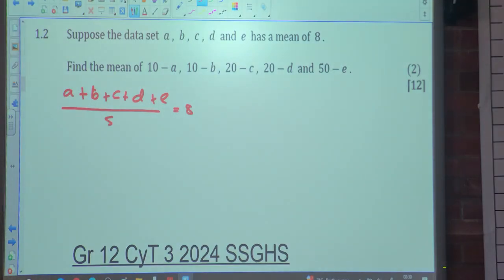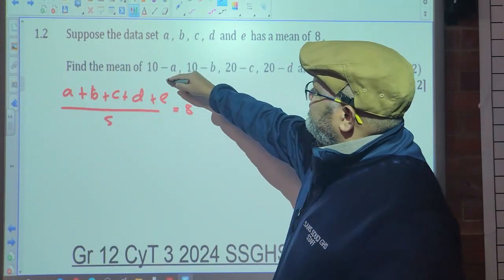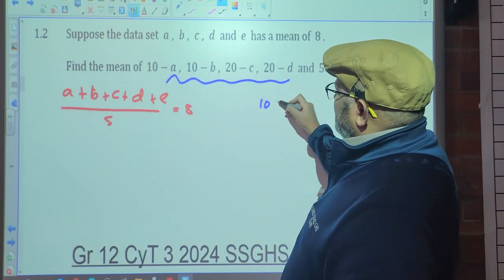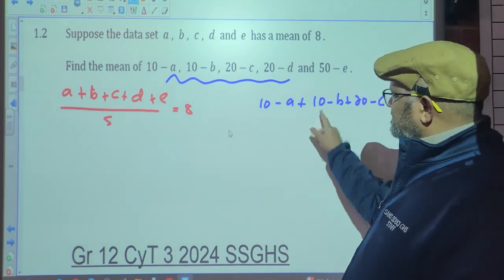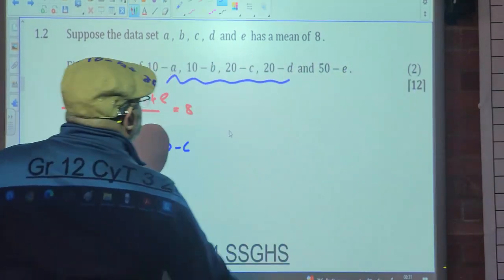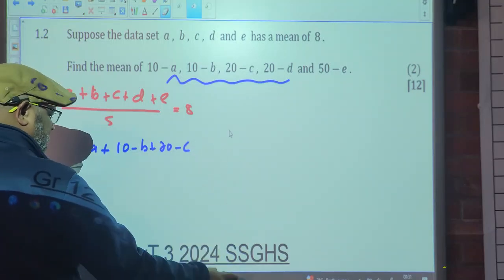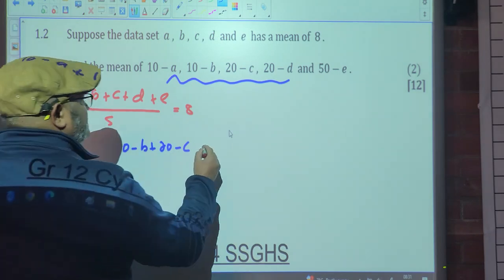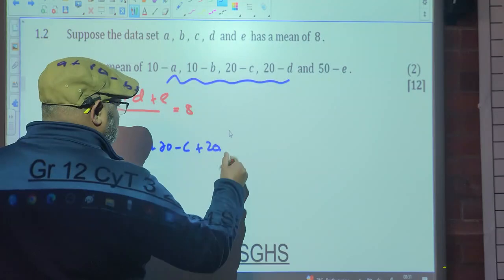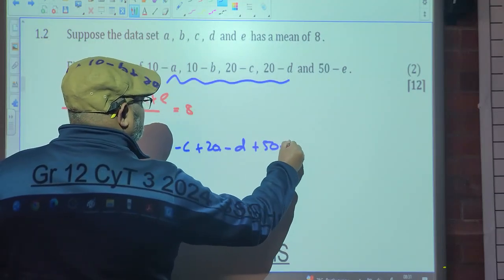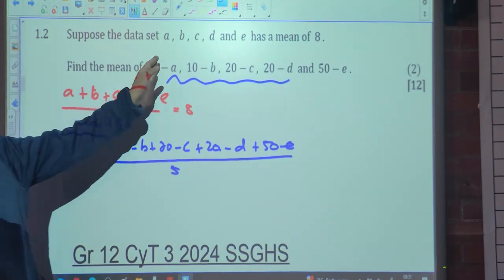Find the mean of this. So here we have (10 minus A) plus (10 minus B) plus (20 minus C) plus (20 minus D) plus (50 minus E), all over 5. As you can see, there are still 5 numbers.